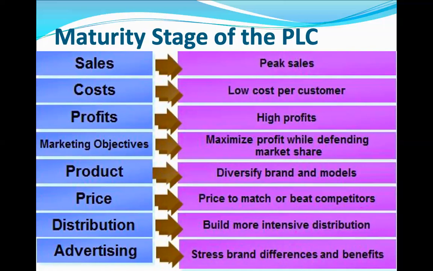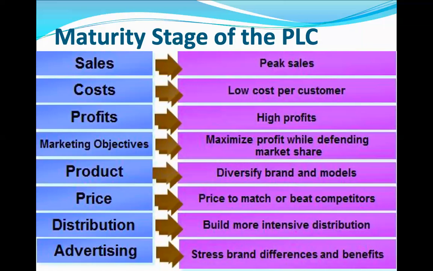When a product gets to the maturity stage, these are the attributes. So the sales peaks, so we have peak sales, costs, there will be low cost per customer. When it comes to profit, the profit will be high at this stage. So we have high profits. What should be the marketing objective? Maximize profit while defending market share. Okay, earlier on we said at the growth stage, build your market share. Okay, at the maturity stage, you want to maximize your profit, but you also want to protect the market share that you've built for yourself.